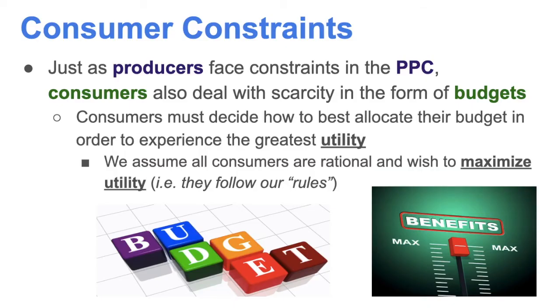I just wanted to give you a quick review of that because it's going to be important leading into what we're doing today. Getting into consumers, just like producers, consumers face constraints. Producers face constraints on the production possibility curve. Consumers also deal with scarcity in the form of budgets. We only make so much money, and we have to determine how to best allocate our money. And so we set these budgets for things.